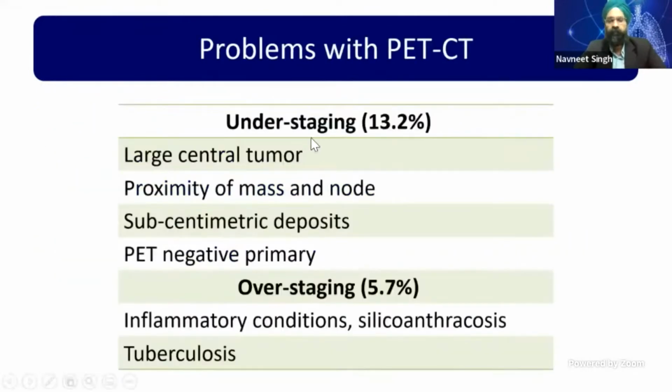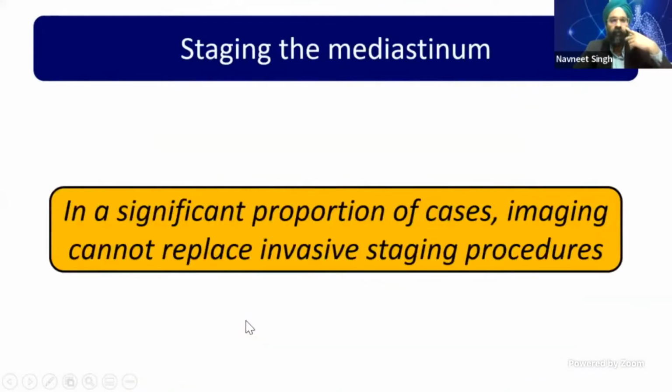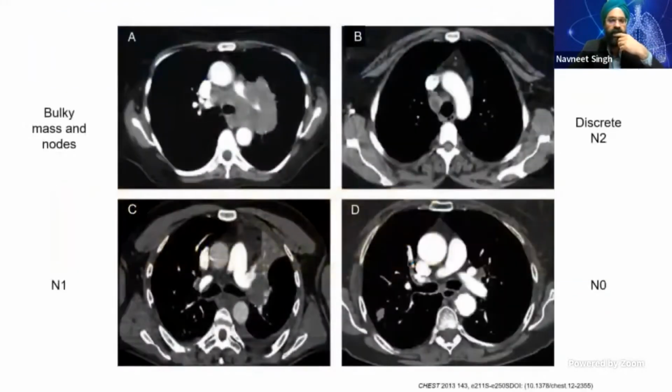However, there are problems with PET CT, both understaging and overstaging. Understaging can occur in a large central tumor, proximity of the mass to the node, subcentimetric deposits, and a primary which is not very FDG-avid. That is typical of neuroendocrine tumors. And it can also overstage because of inflammatory conditions and tuberculosis. Now, in a significant proportion of cases, imaging cannot replace invasive staging procedures.